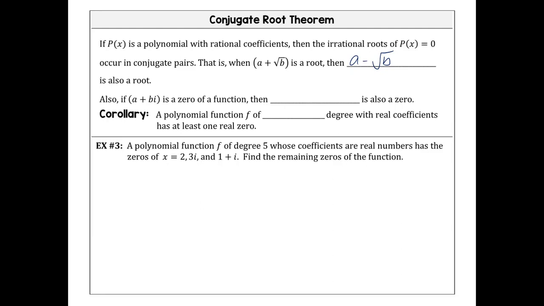Okay, now with that same thing in mind, if you have a + bi as a zero of a function, then, using that same logic, a - bi is also a zero of the function.